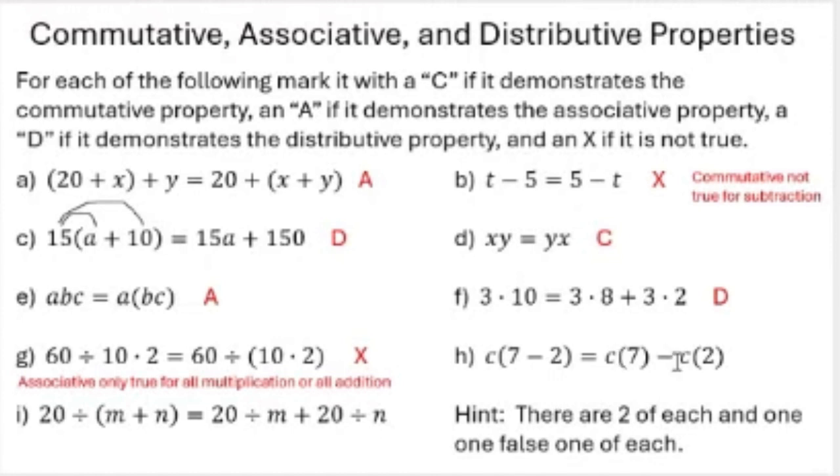Here we go. Well, this one, I think we can see the distributive property happening there. The minus sign stayed the minus sign, and we went C times 7 and C times 2.